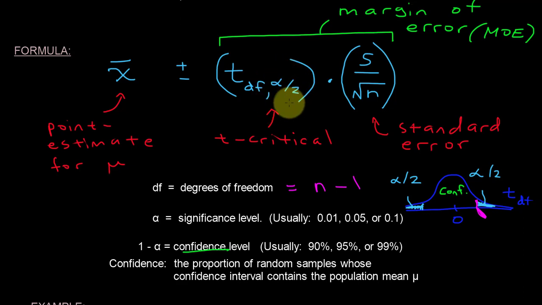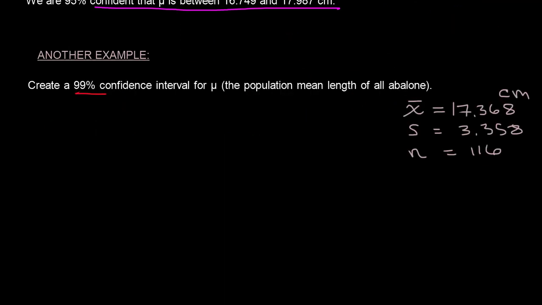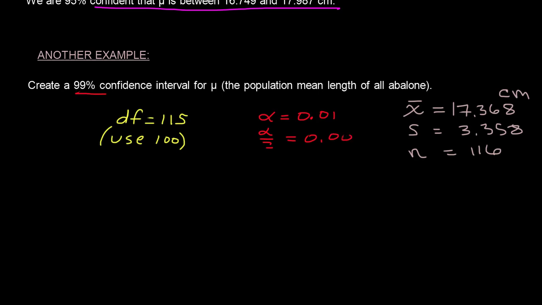Okay, so let's go think about what is our new t-critical value. As mentioned, the degrees of freedom is the same. So 115, because it's the sample size minus 1. We said that we're using 100 though, because that's the closest on the t-table. Since the confidence level is 99%, the significance is 0.01, but that will be chopped in half, 0.005.